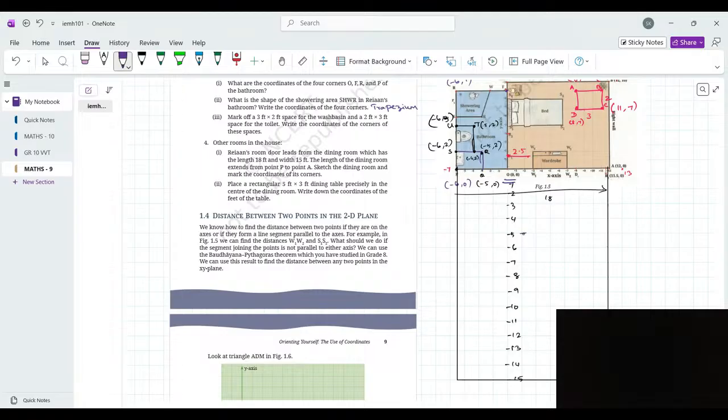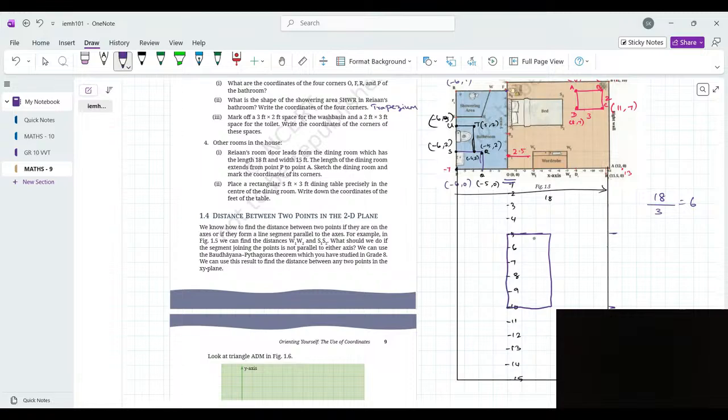So it is between this point and this point, and 3 feet. So totally 18 is going to be the length. 18 we are going to divide by 3. So that's 6. So from here 1, 2, 3, 4, 5, 6. So this is the place where we are going to place the table, the rectangular table.